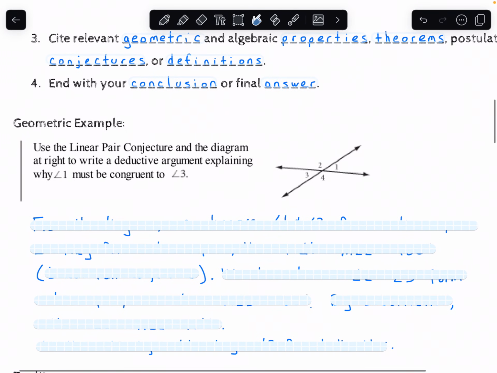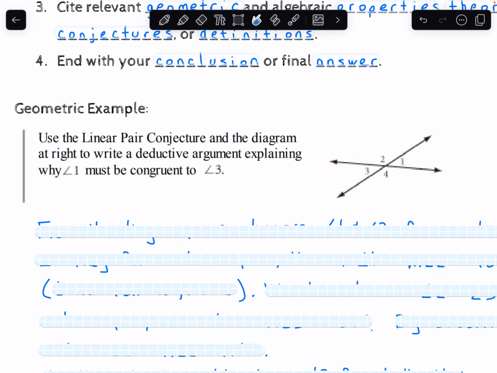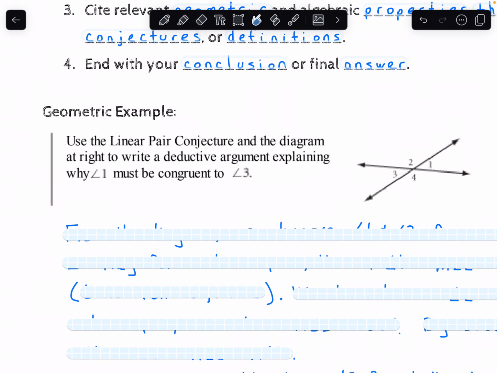Now, here is a geometric example. We are tasked with using the linear pair conjecture. This is a conjecture that says a linear pair of angles are always supplementary, and thus, by definition of supplementary, their measures will add to 180 degrees. And the diagram at the right, so notice the diagram provides us with some angles and names and numbers of those angles, to write a deductive argument explaining why angle 1 must be congruent to angle 3.